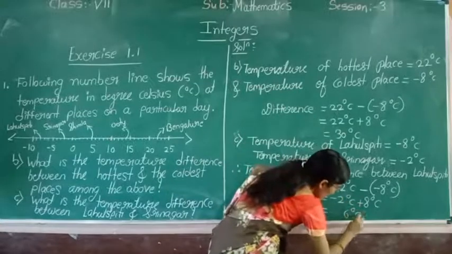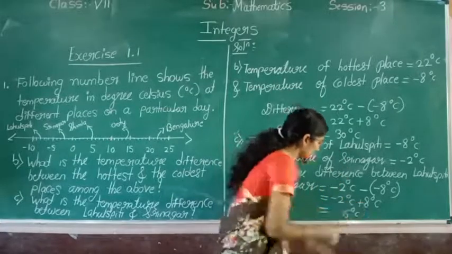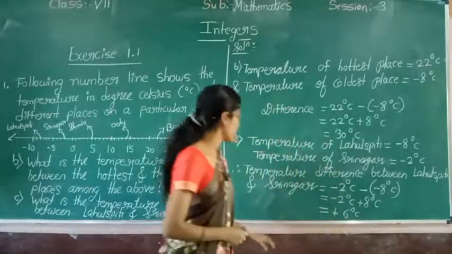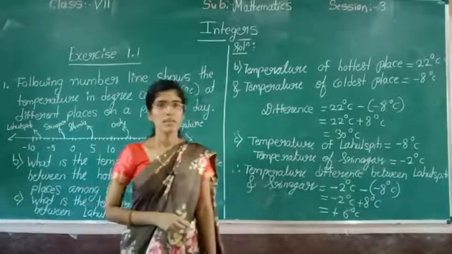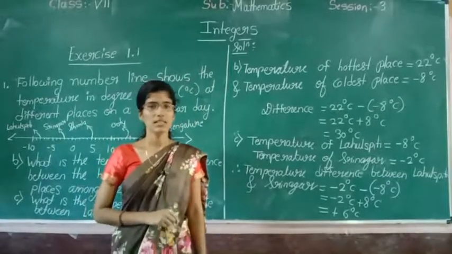Which is the bigger number? 8. 8 has plus sign. The answer is, therefore, temperature difference between Lahul Spiti and Srinagar is plus 6 degrees Celsius.